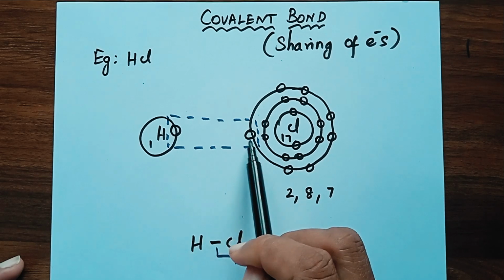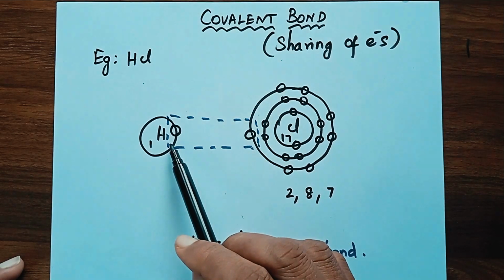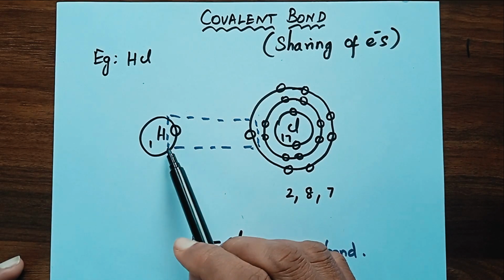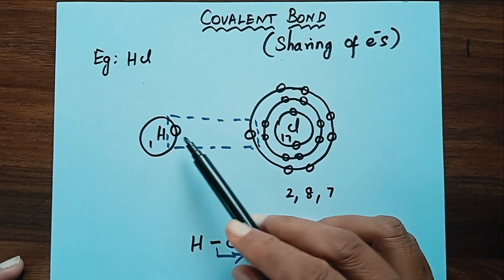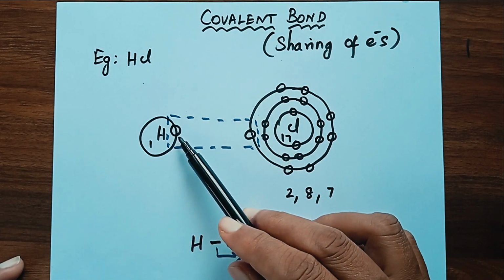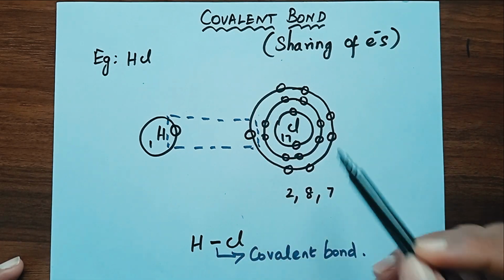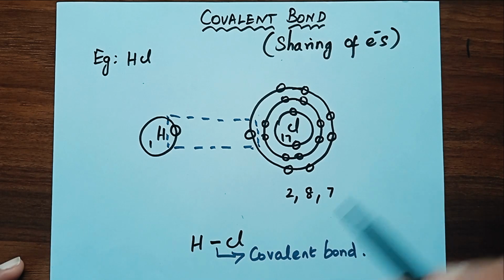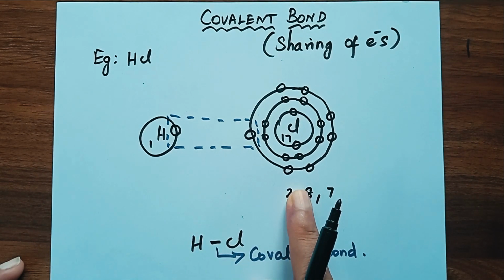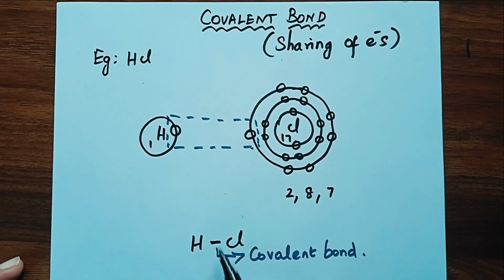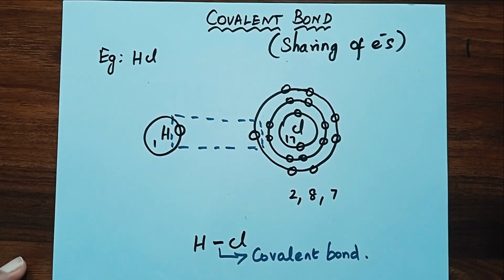Here, when chlorine shares one electron with hydrogen, hydrogen will now have two electrons. At the same time, when hydrogen shares one electron, the chlorine will now have 8 electrons totally. So it will attain the octet rule. Thus both will attain stability in this case. So the HCl covalent bond is formed in this case. So covalent bond is formed by sharing of electrons by both the atoms.